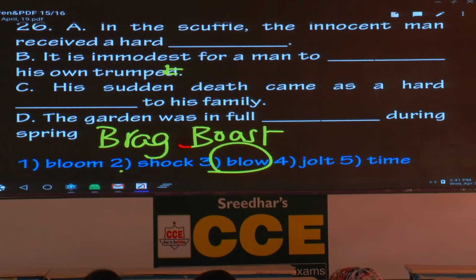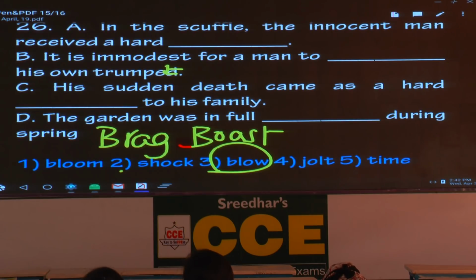Time. Received a hard time. No. For a man to time his own trumpet. No. As a hard time. No. The garden was in full time. So, obviously, what is the answer? The third option, blow, is the answer. But you have to check.